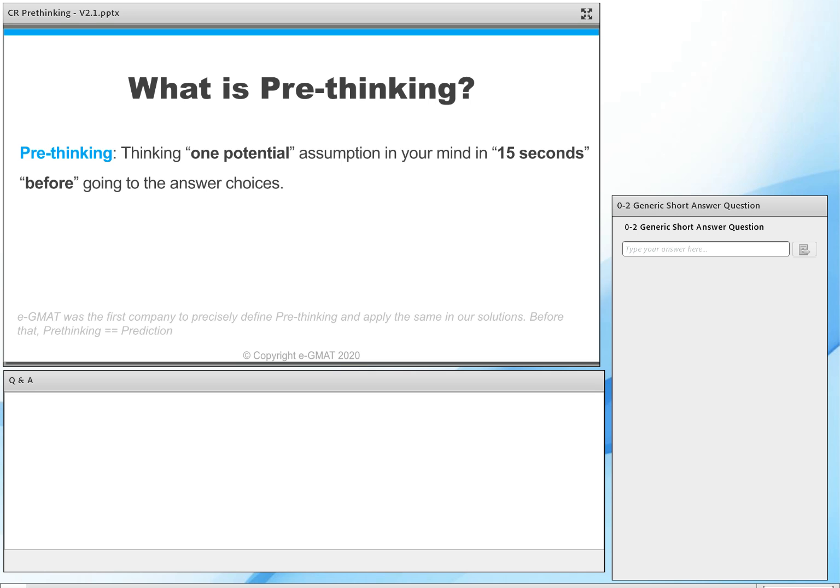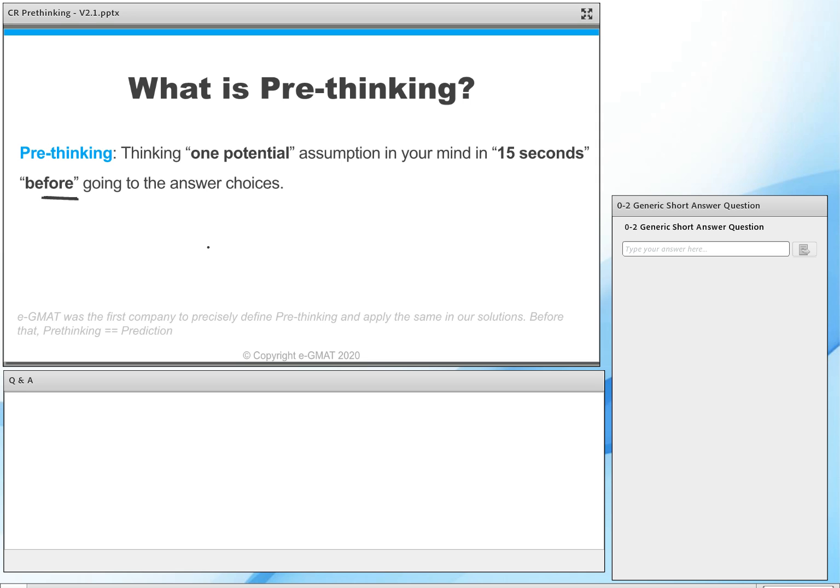Pre-thinking is thinking of one potential assumption, meaning one correct assumption, in your mind before you look at answer choices. Pre-thinking needs to be done before you look at any answer choice. One of the big things that people struggle with when it comes to pre-thinking is ensuring that they don't look at the answer choices. Why? Because they are tempting.